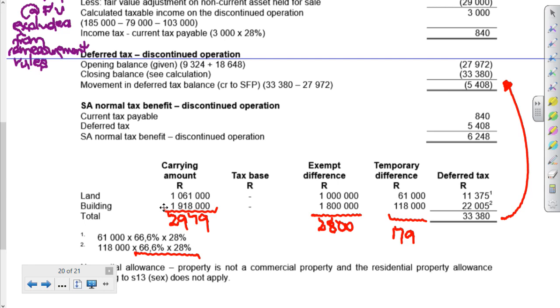And the movement in deferred tax is 5408. If you look at what that 5408 is, it is on the 29, that was the current year's movement, 66.6%, 28%. That's going to be that number. You can check because the only deferred tax is on that investment property. So the movement that I expect to see is the increase in fair value in the current year, and that's the 5408. This year's movement is 5408, my current tax is 840, so my tax expense is 6248.